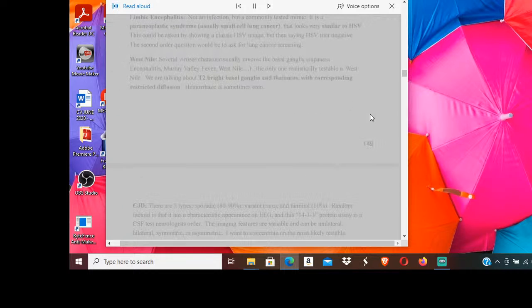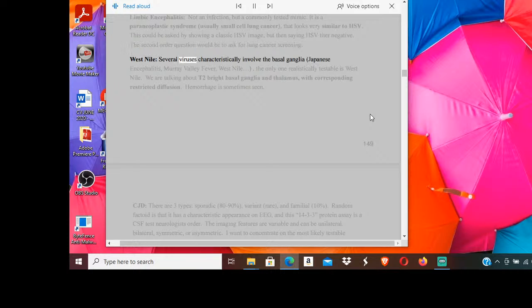Limbic encephalitis, not an infection, but a commonly tested mimic. It is a paraneoplastic syndrome, usually small cell lung cancer, that looks very similar to HSV. This could be asked by showing a classic HSV image, but then saying HSV titer negative. The second order question would be to ask for lung cancer screening.